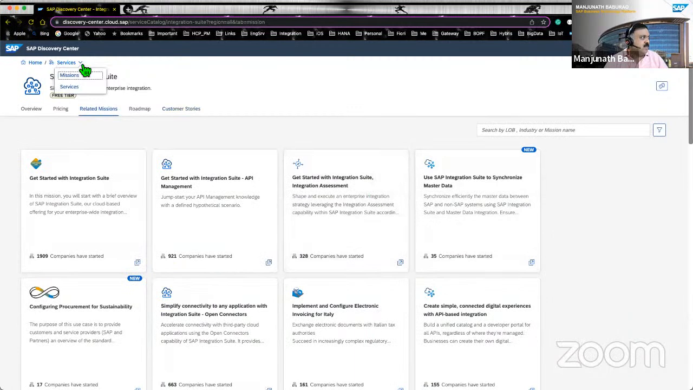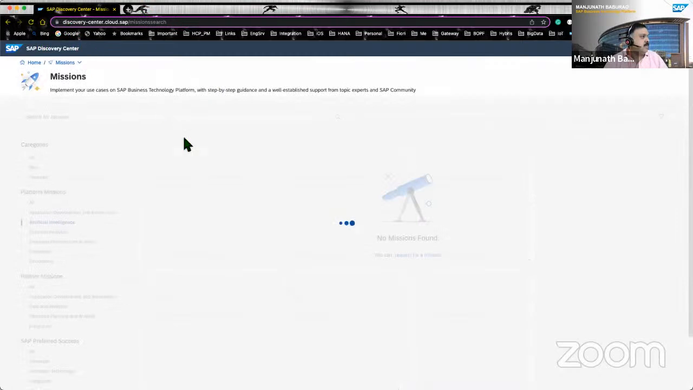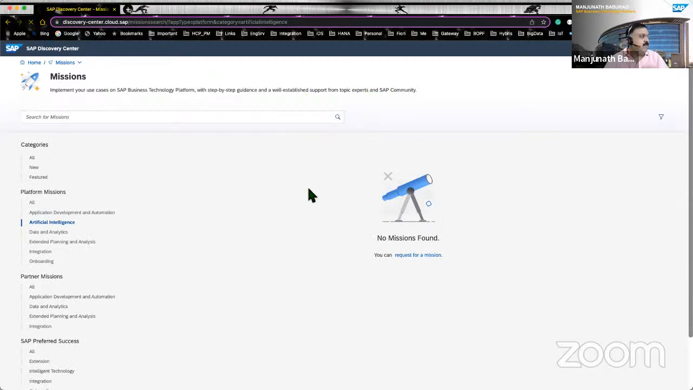Now, what exactly are these missions, which was the other perspective of SAP Discovery Center? The Discovery Center missions will already tell you how you can utilize the service. The service part of the Discovery Center told you what the service is and all details about it. The missions part of the Discovery Center will tell you how to use the service. It is a step-by-step indicator of how a particular service can be utilized.